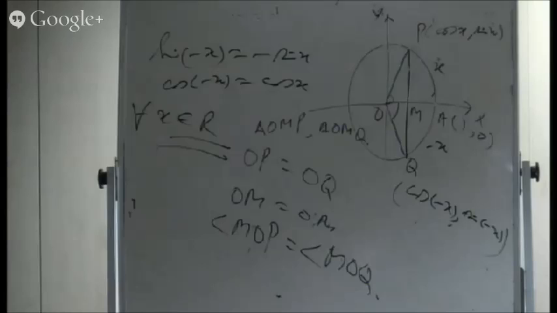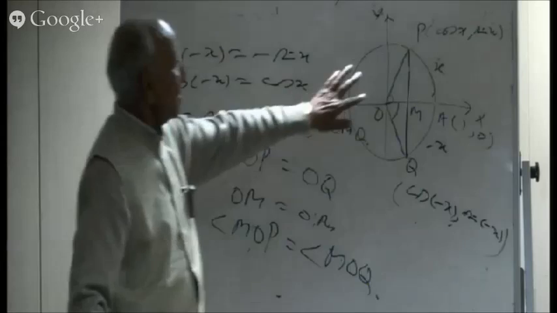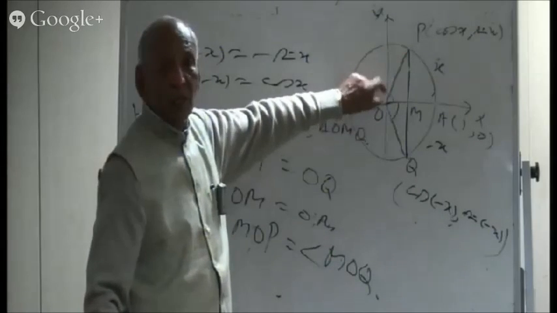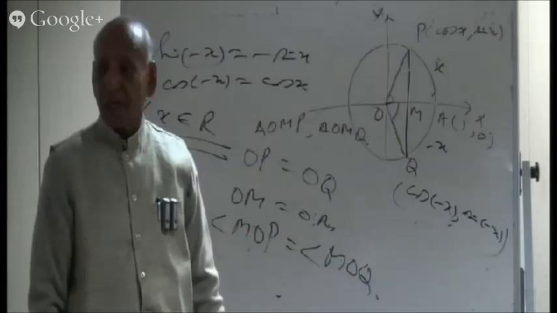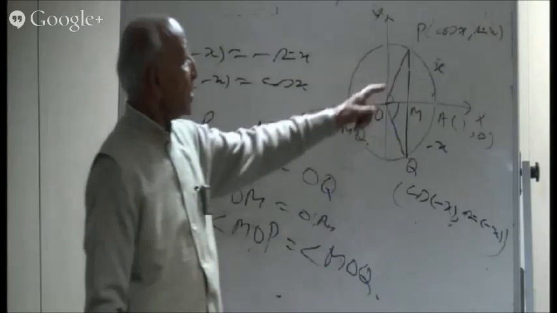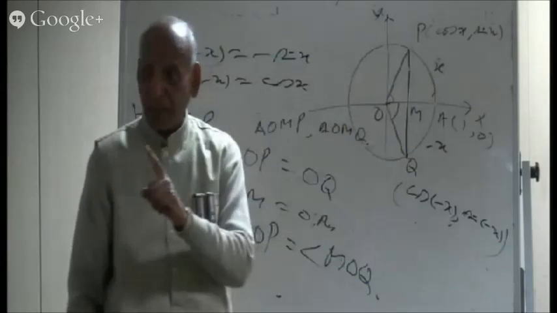The reason, picking up from here, is that these are the lengths of the arcs, and they are equal. And now the triangles are congruent. Two sides are equal, and included angles are equal. That is why the triangles are congruent. And if the triangles are congruent, this side must be equal to this side. Is it right?